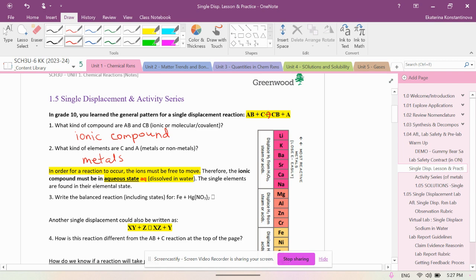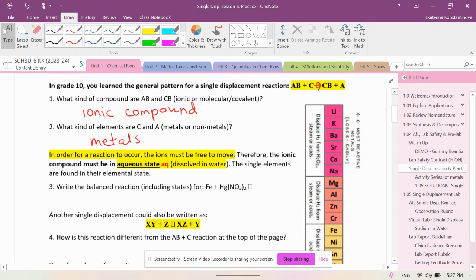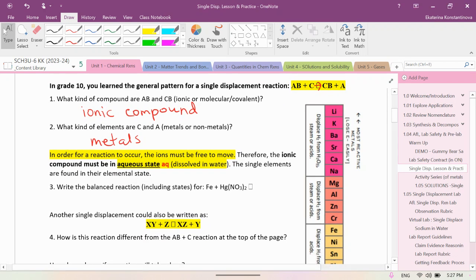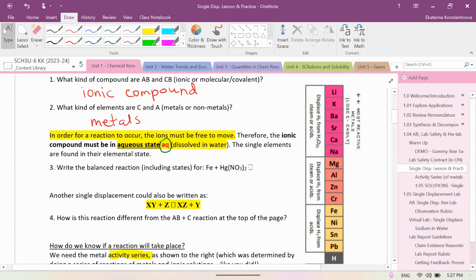So again, in order for a reaction to occur, the ions must be free to move. Therefore, the ionic compound must be in aqueous state. We talked about this last year. Aqueous simply means it is dissolved in water. Remember that single elements are found in their elemental state. So let's practice this, and let's make sure we can include states.